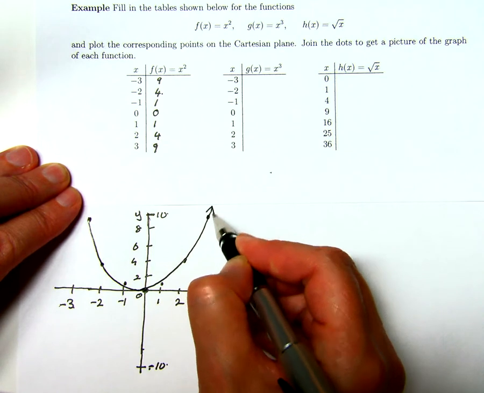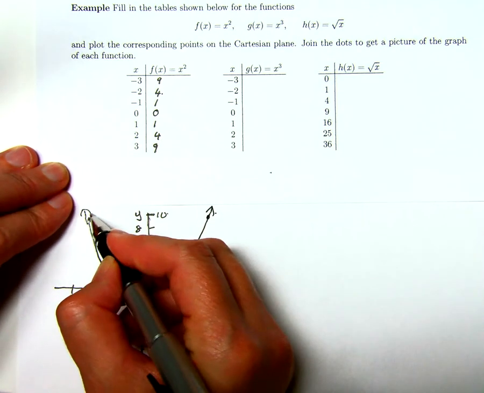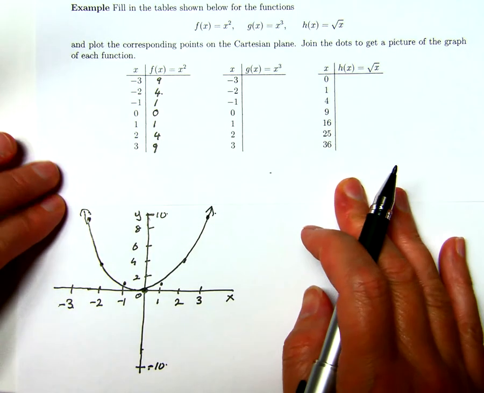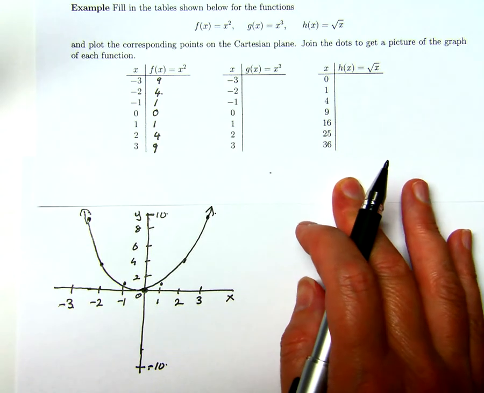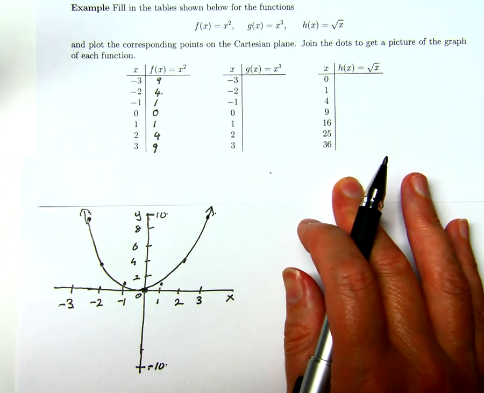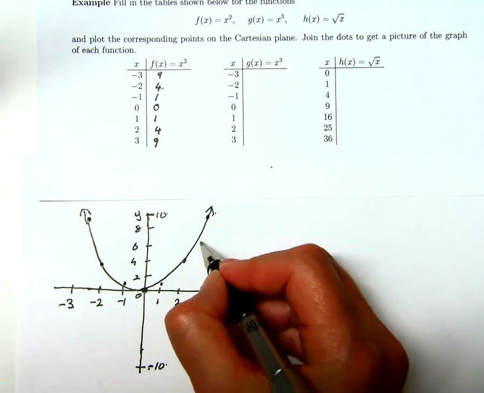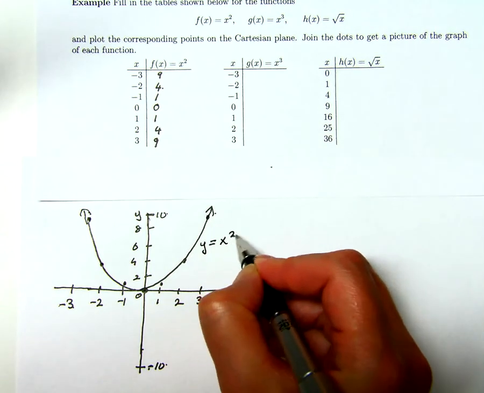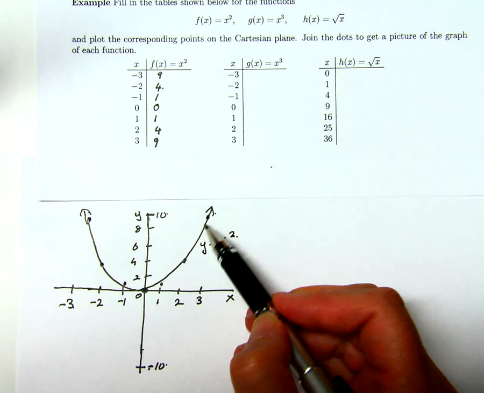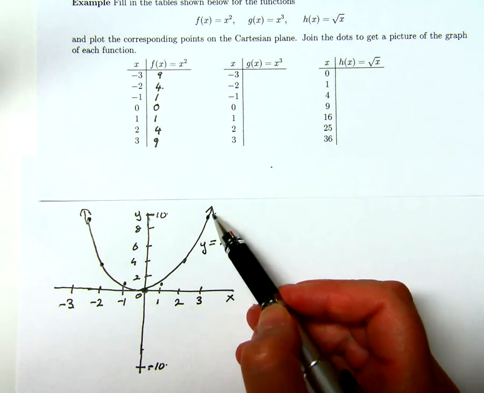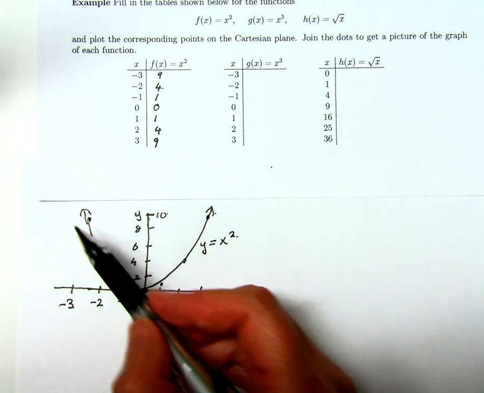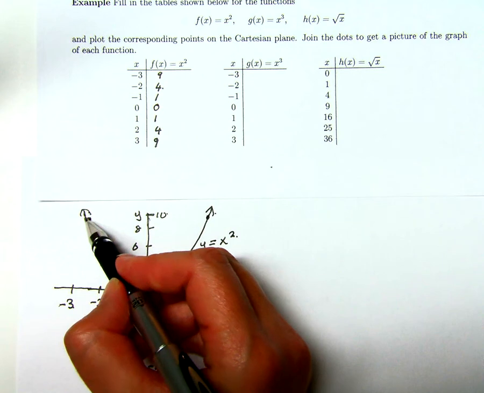It should have symmetry in the y-axis, because when we replace x by minus x, the equation is the same, y equals x squared. This is the graph of y equals x squared. And we assume that it keeps carrying on upwards here as we go to the right and as we go to the left, and that is in fact true.